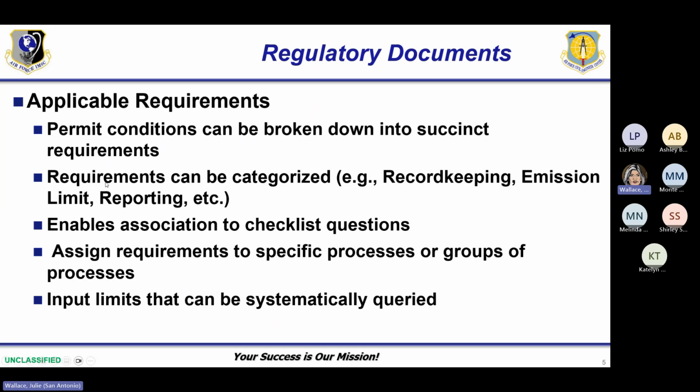And so you can break it down so that it simplifies things and can be used later in reports to know what exactly is needed to be tracked, what needs to be done, and what emission limits you may need to comply with. These applicable requirements can then also be associated to checklist questions, and I'll show you that here in just a minute in APIMS.